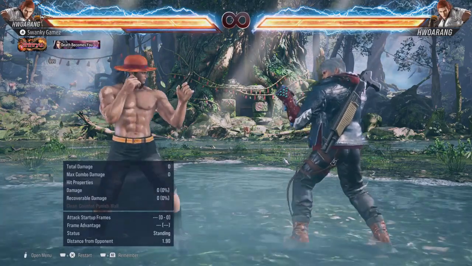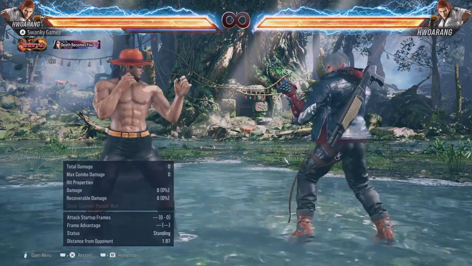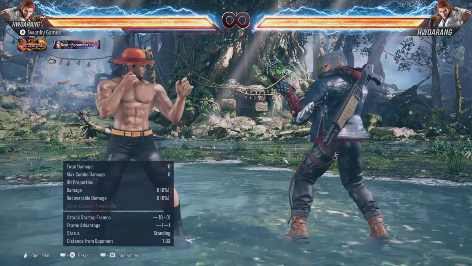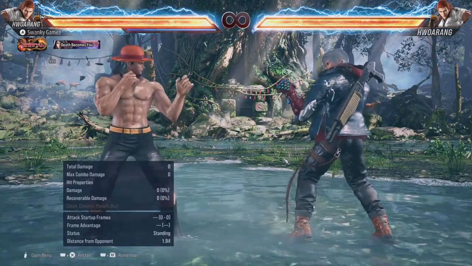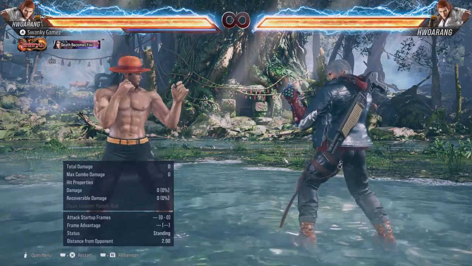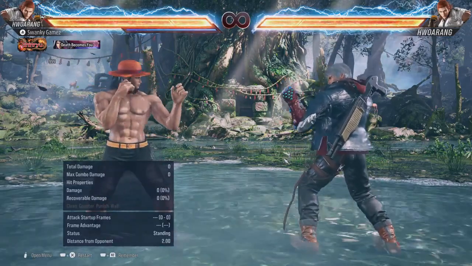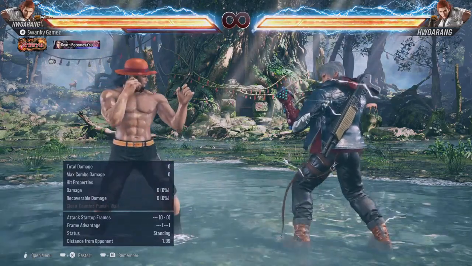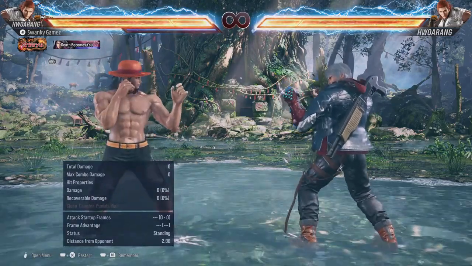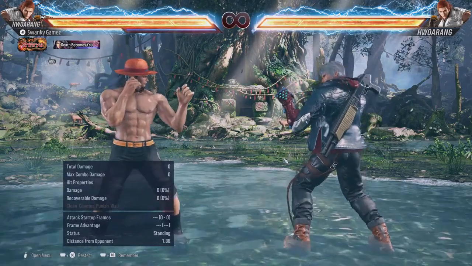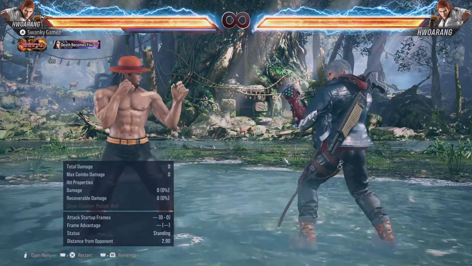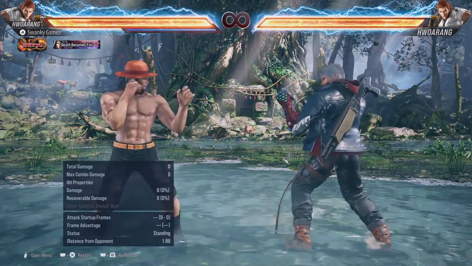Frame data is a very, very big part of Tekken. Some people would argue that frame data is Tekken. It's also very important in most every fighting game, especially if you're trying to become competitive. Frame data is probably the single most important thing to note. It's also very important when you're trying to improve on your character.